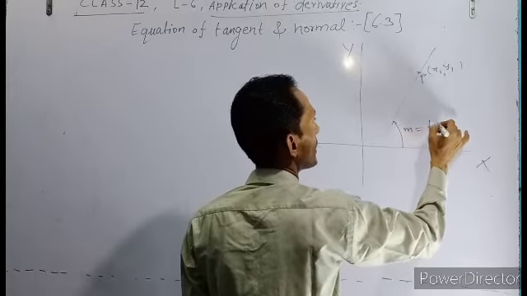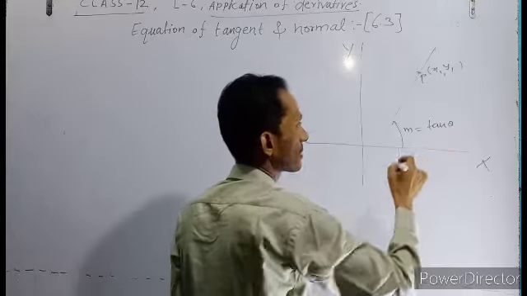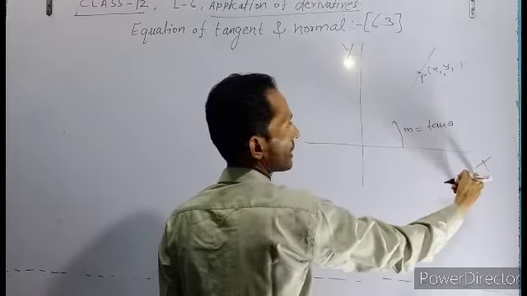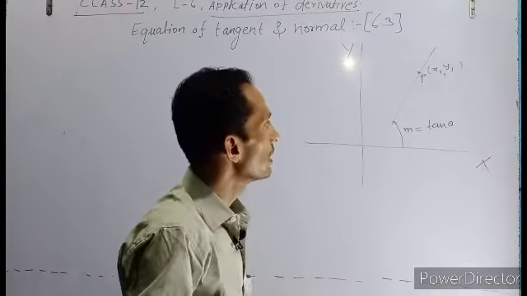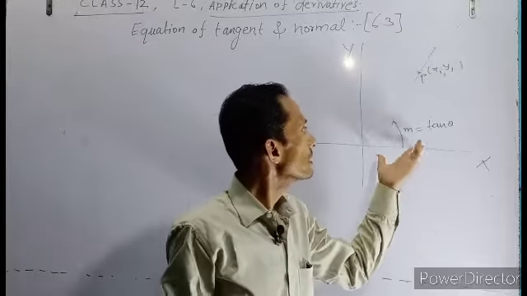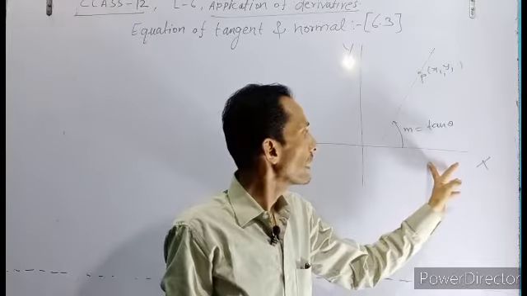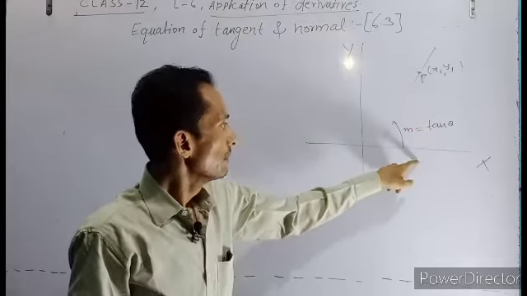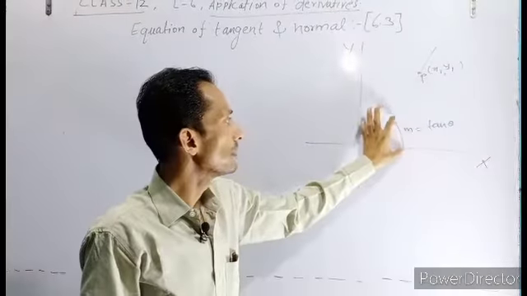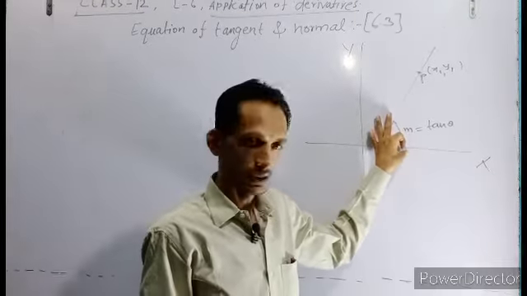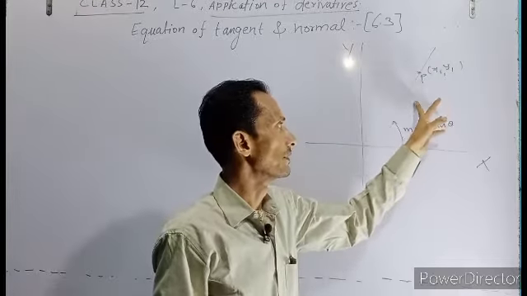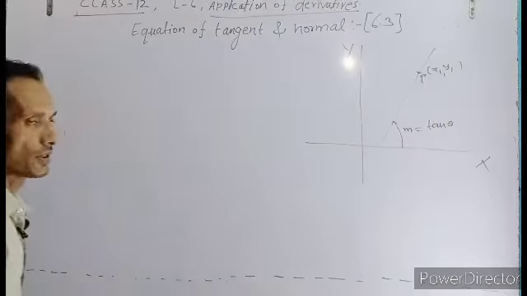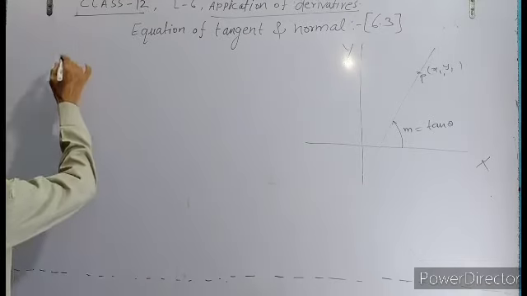m is also equal to tan theta, where theta is the angle with the x-axis. What is the slope? Slope is the measure of the angle with the positive direction of the x-axis in the anti-clockwise direction. You can see the positive x-axis and the measurement of this angle is called the slope of the straight line. So what is the equation of a straight line?